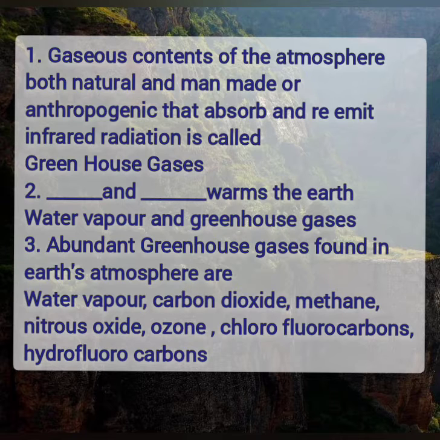Gaseous contents of the atmosphere, both natural and man-made, or anthropogenic, that absorb and re-emit infrared radiation are called greenhouse gases. Greenhouse gases warm the Earth. Water vapor and greenhouse gases. Abundant greenhouse gases found in Earth's atmosphere are water vapor, carbon dioxide, methane, nitrous oxide, ozone, chlorofluorocarbons, hydrofluorocarbons.